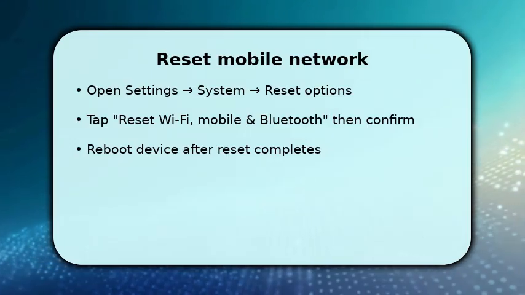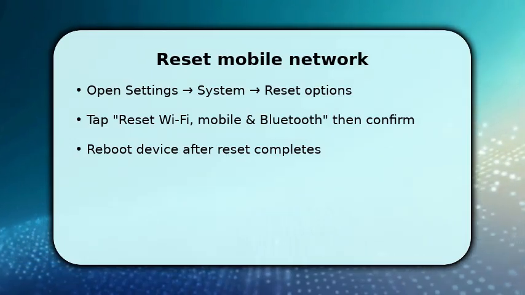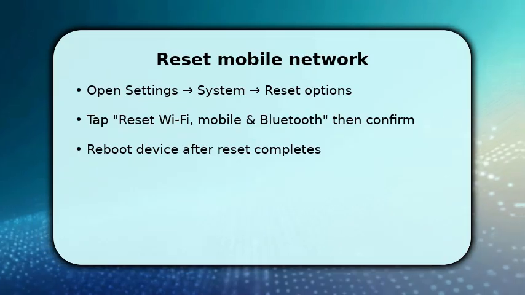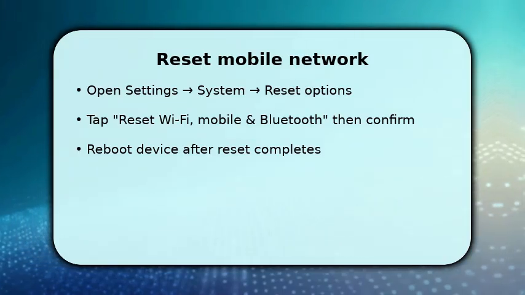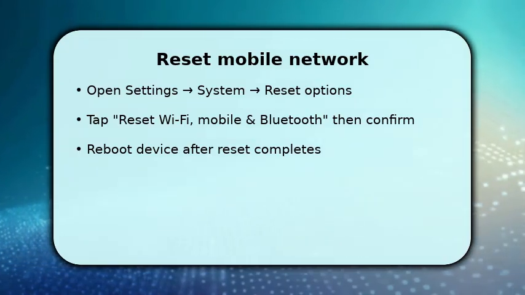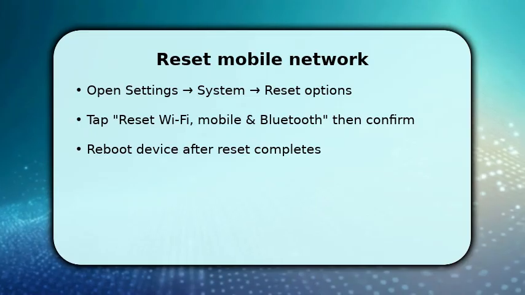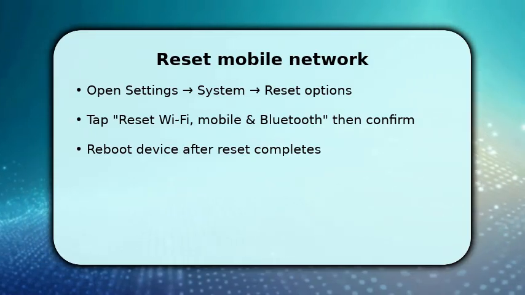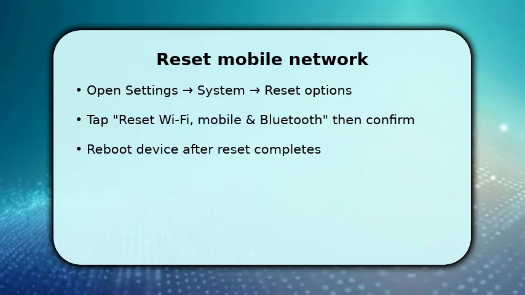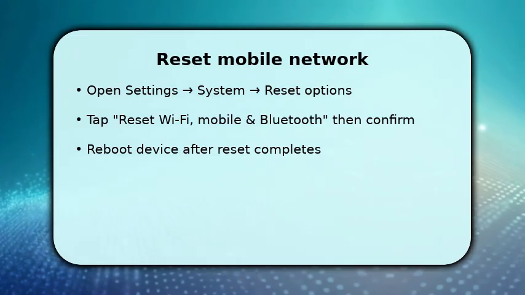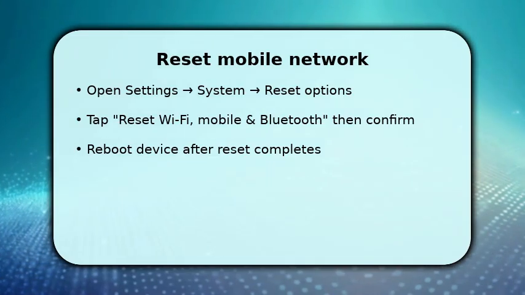Go to Settings, then System or Additional Settings and find Reset options. Tap Reset Wi-Fi, Mobile, and Bluetooth. This clears APNs, paired Bluetooth, and network caches, which forces the phone to fetch fresh carrier settings. Confirm the action when prompted. This is reversible but removes saved network data.